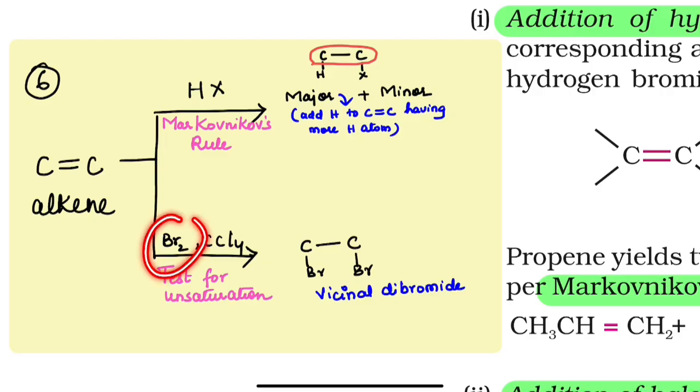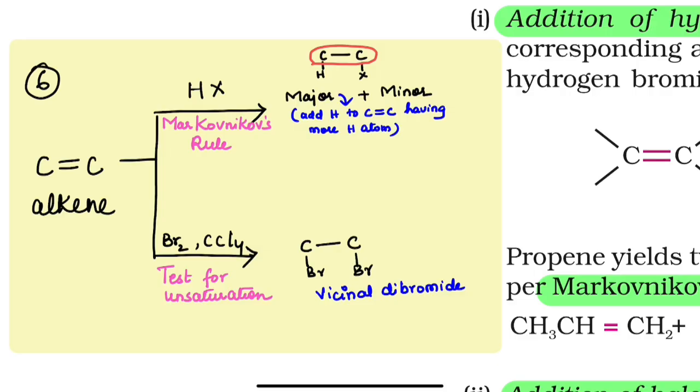And next is bromine in the presence of CCl4. So this is the test for unsaturation. That is, if you take an alkene and add bromine in CCl4. So bromine in CCl4 will be reddish brown in color. So as soon as you add this to a double bonded compound, what will happen is that the brown color will get discharged. So it will become colorless.